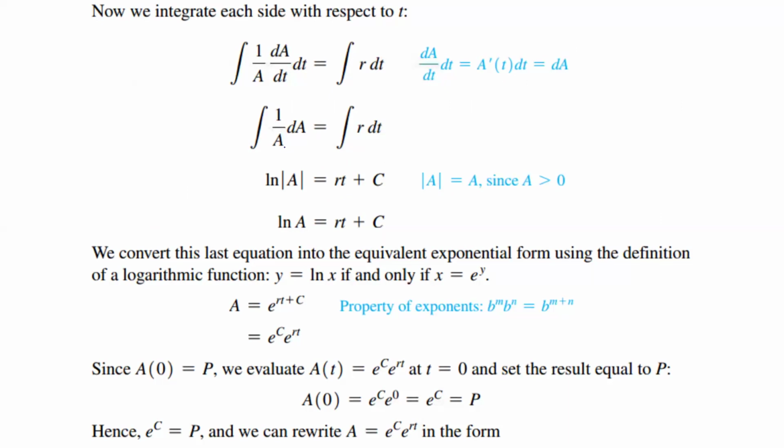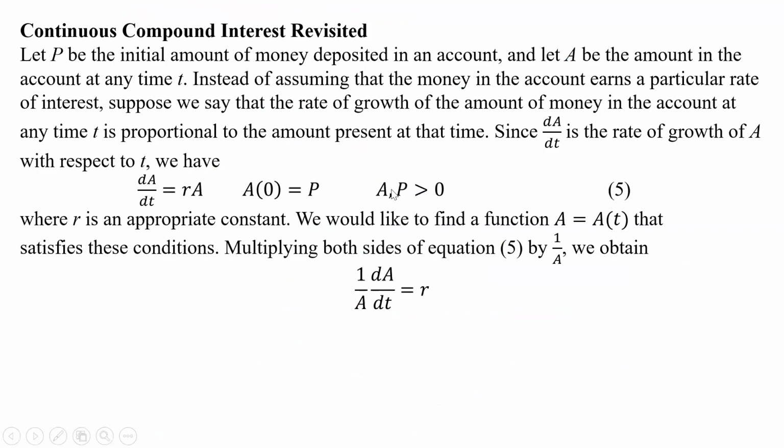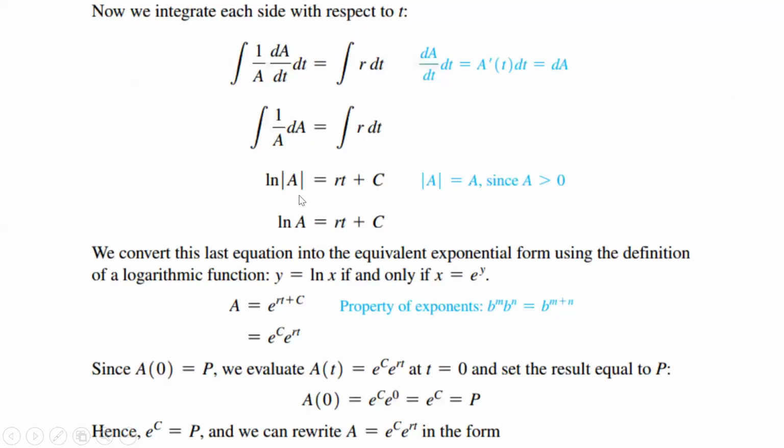And so now we take the antiderivative of this, which we know is ln of absolute value of A, and the integral of this is going to be R times T because it's in terms of T here, and then plus C. And now, since this is absolute value of A, it has to actually just be equal to A in this case because we said over here, A and P both have to be greater than 0. So because of that, we don't have to worry about that absolute value because it's always going to be positive. And so now we have this.